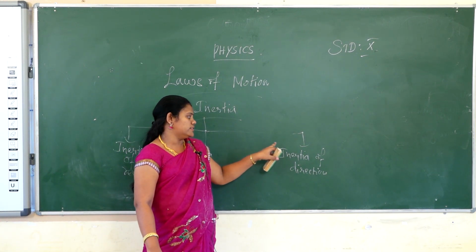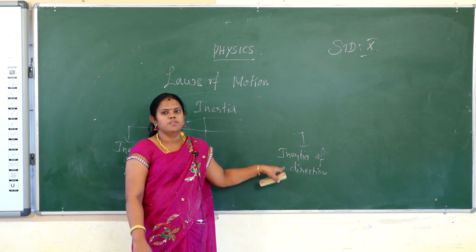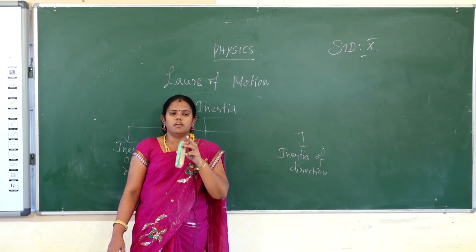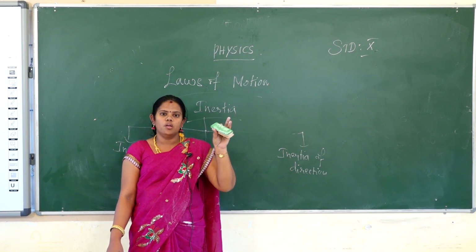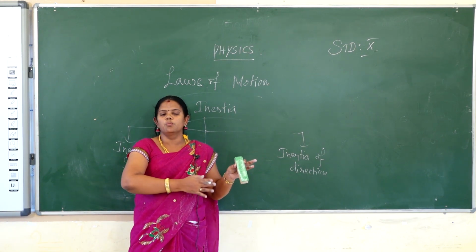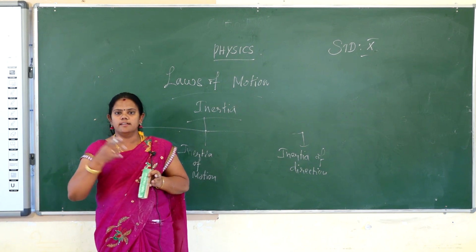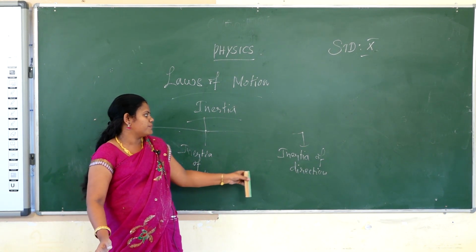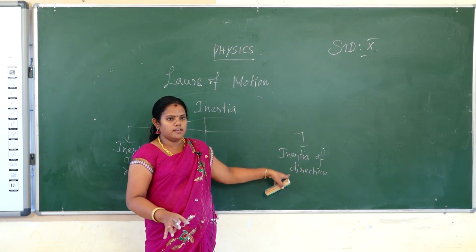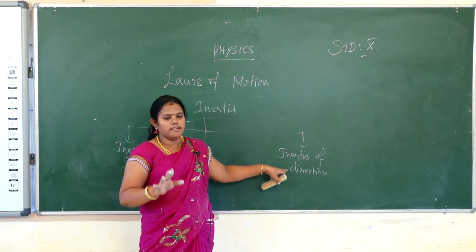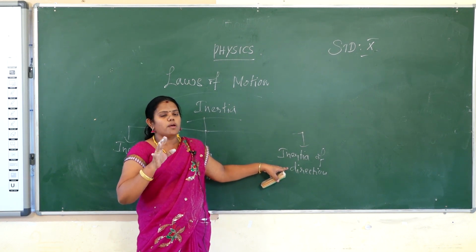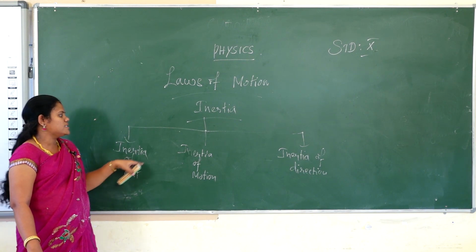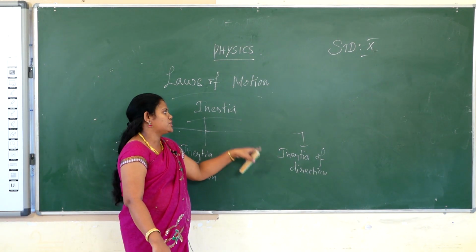And the third one is inertia of direction. Inertia of direction means, suppose you drive a car, it will be moving on the road, you turn to the left side, you move to the right side. You turn to the right side, you move to the left side. That is called inertia of direction. So inertia of direction means that the thing continues in its moving direction without applying force. So inertia is classified into three: inertia of rest, inertia of motion and inertia of direction.